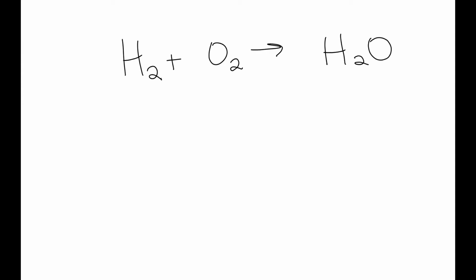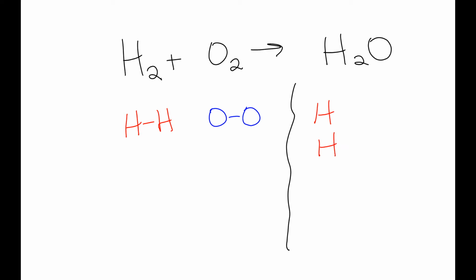Okay, so let's look at the H2 plus O2. So we have H2 plus O2 yields H2O. Now, just like we did in the activity today, I'm going to draw some pictures. So we're going to have an H and an H here. Then we're going to have an O and an O. And over here, I'm going to draw a little line down the middle. And over here we have an H and two H's and an O for water.